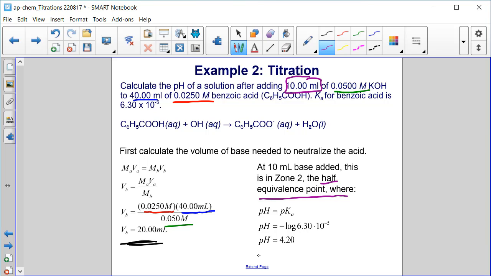If you forgot or you can't recognize it, then you could certainly calculate the concentration of the acid and the base after the neutralization occurs, and then use the Henderson-Hasselbalch equation, which is where this comes from. Remember, this is plus the log of base over acid. But at the half equivalence point, these are equal. So this is 1, and the log of 1 is 0. And so the pH is equal to the pKa, or the minus log of 6.30 times 10 to the minus 5, which is 4.20.